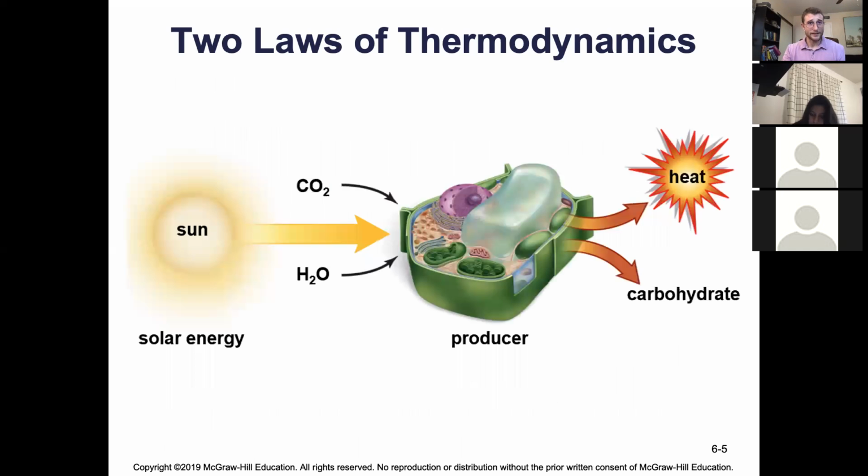So we're going to talk more about this second law. This is just a pretty straightforward example of photosynthesis.